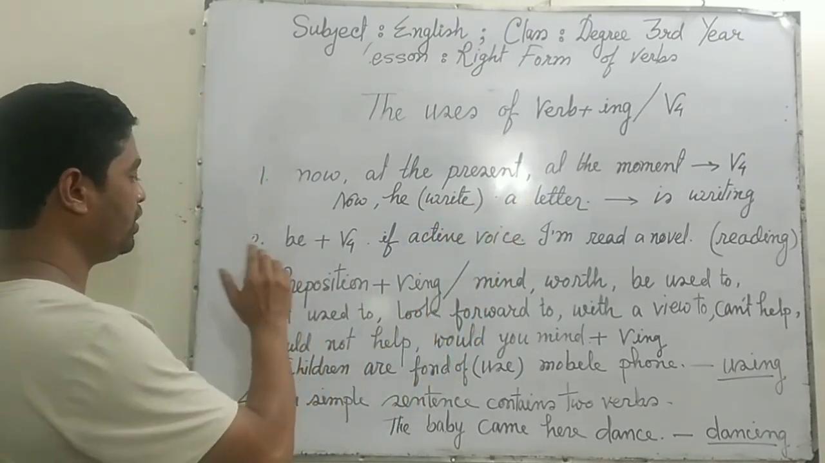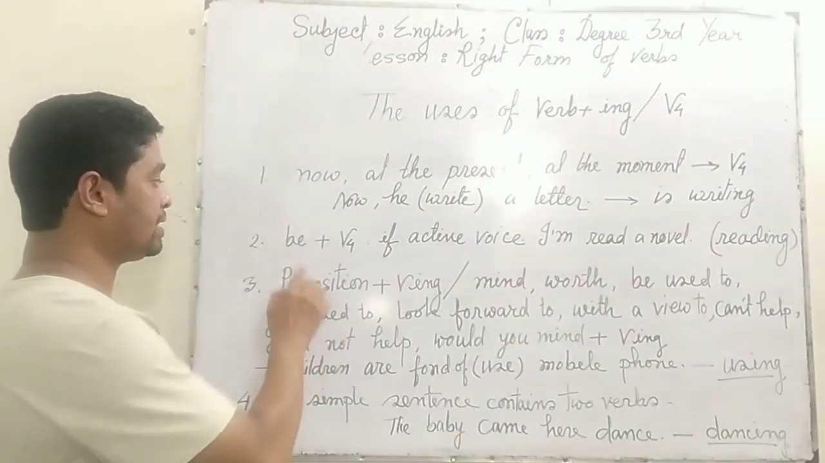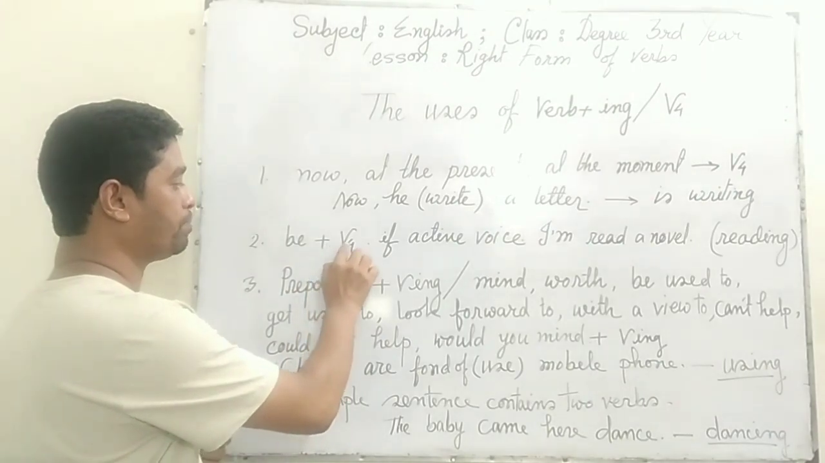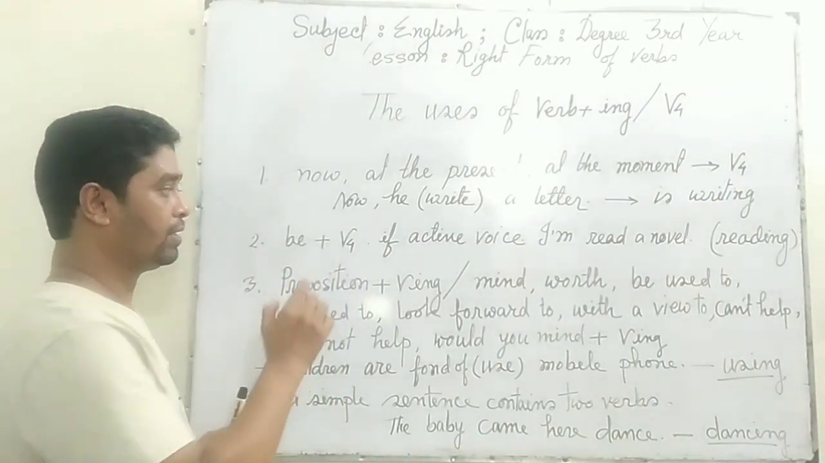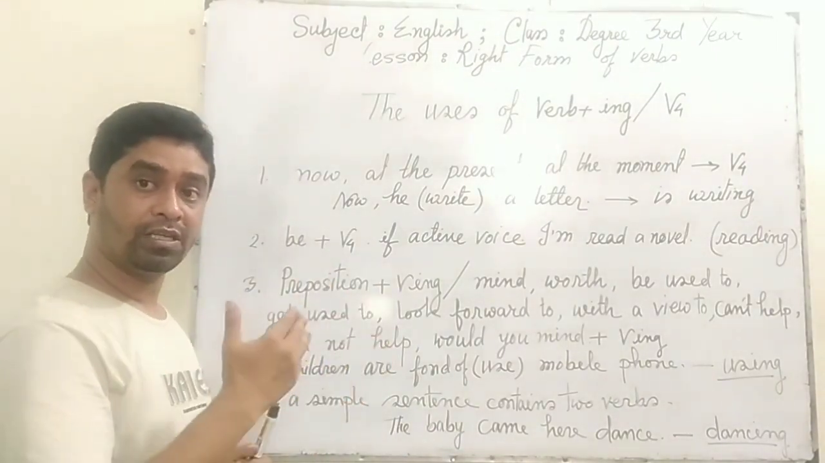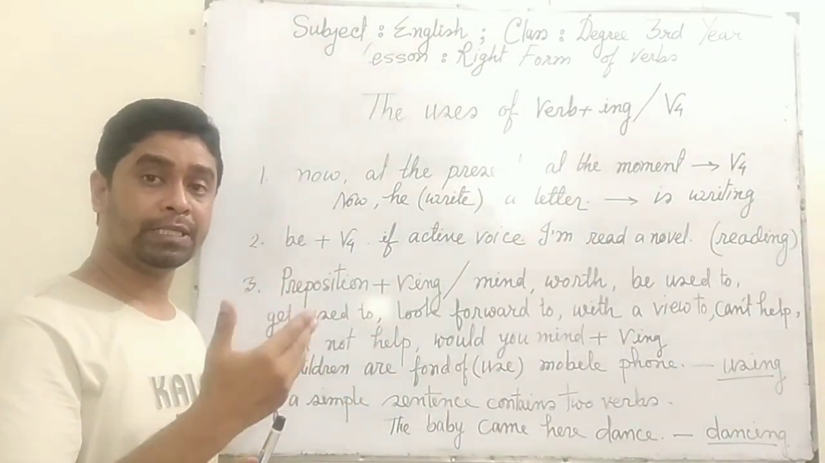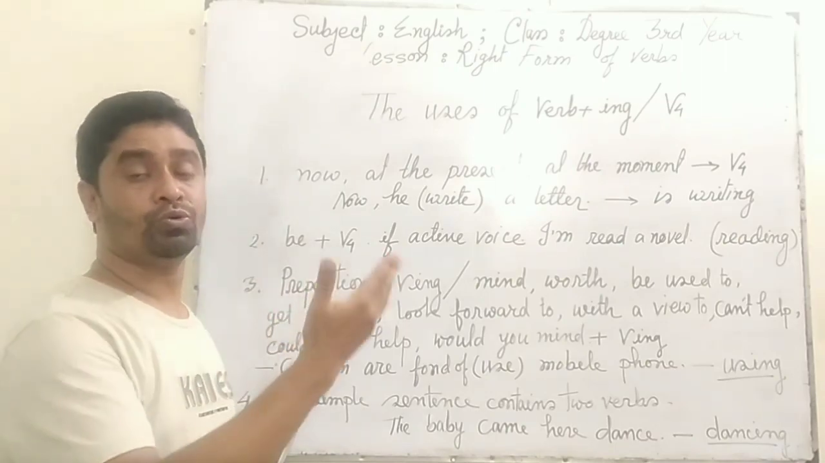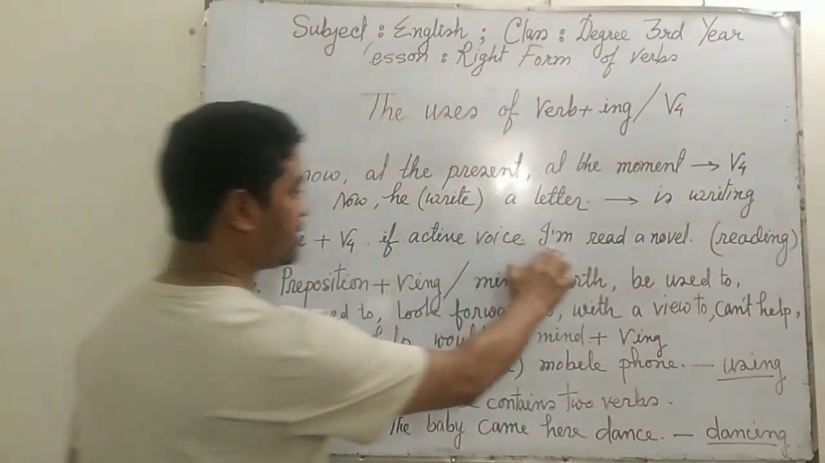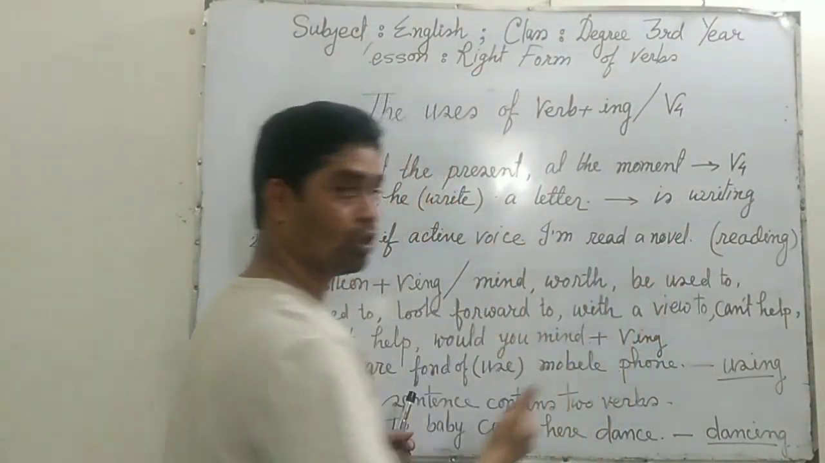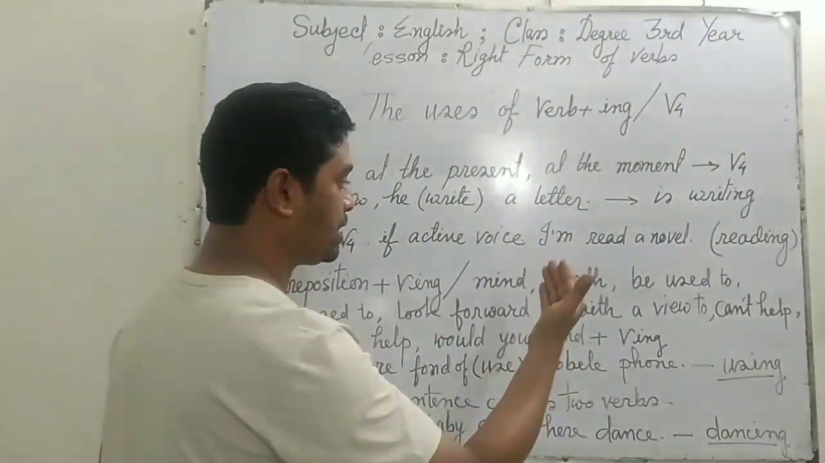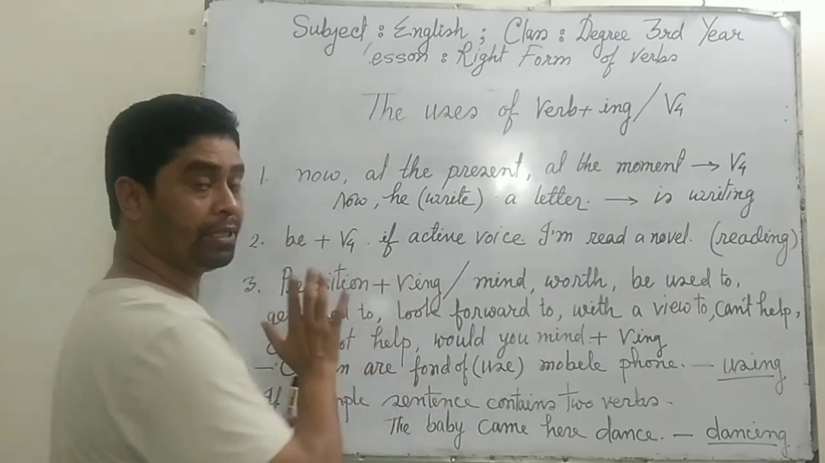Number 2, if we find in a sentence be verb, then we have to use verb plus ing. That means if the sentence is active voice, we use the present participle; if the sentence is passive voice, then we have to use the past participle form. As the sentence is active voice, so we have to use the present participle form after the be verb.